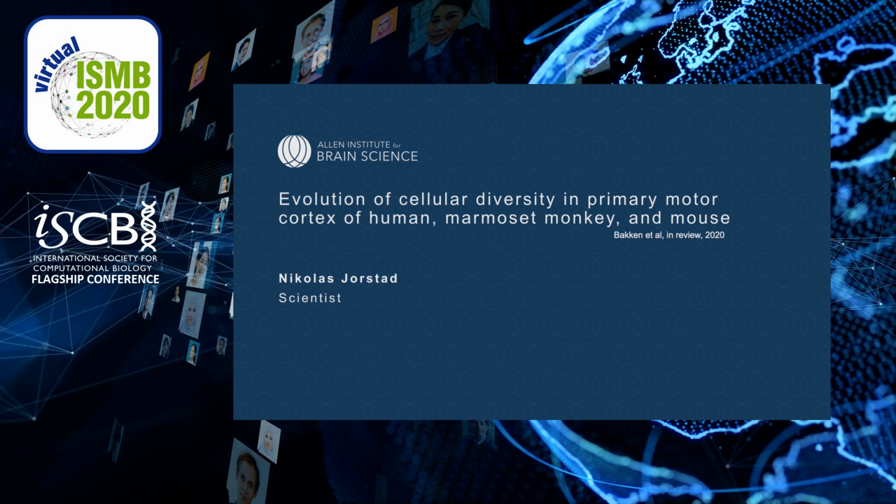Today I'm going to be presenting work from our manuscript titled Evolution of Cellular Diversity in Primary Motor Cortex of Human, Marmoset Monkey, and Mouse, which is currently in review at Nature and was spearheaded by Trygve Bakken at the Allen Institute. This project really included contributions from many collaborators across the Brain Initiative Cell Census Network, or the BICCN consortium.